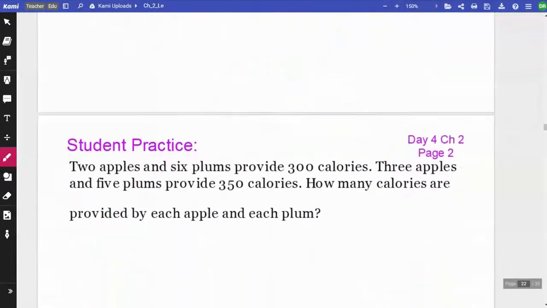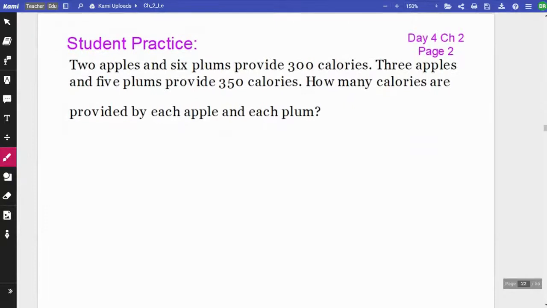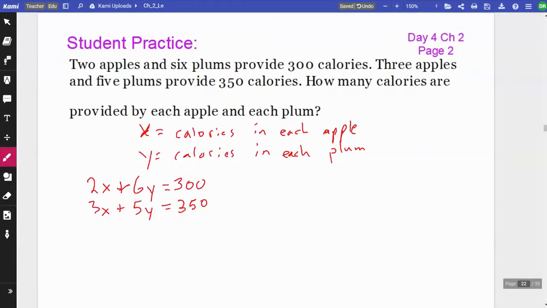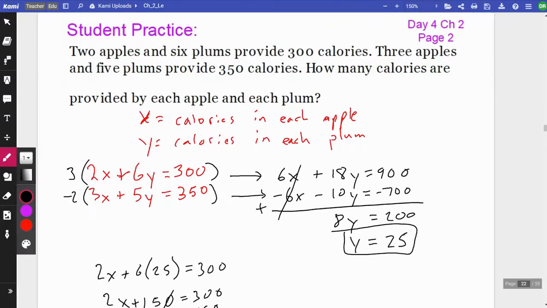All right, this next one, I want you to set up on your own, so you might want to pause it. All right, so here's the setup, and here's the work. So you can go back and pause if you just want to see the setup.